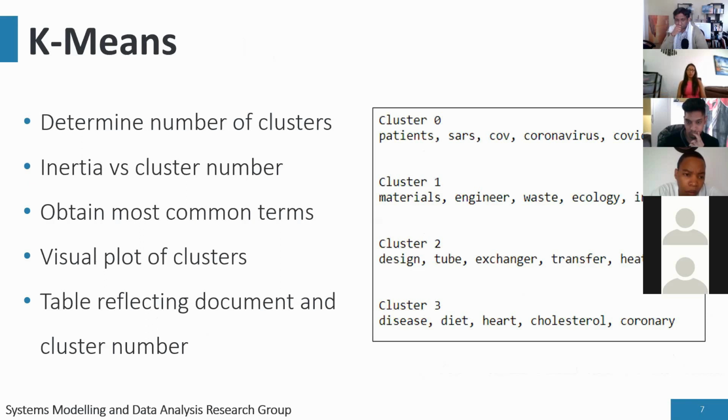So the first algorithm that I investigated was the K-means algorithm. And the first step for K-means was to determine the number of clusters, or rather the number of topics available in each document. So I provided an initial guess and a range over which the optimum number of clusters might be contained.